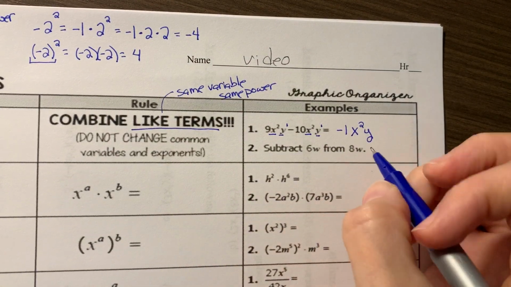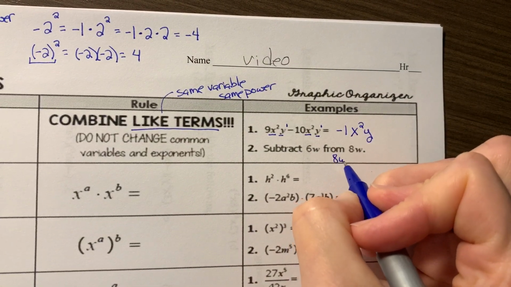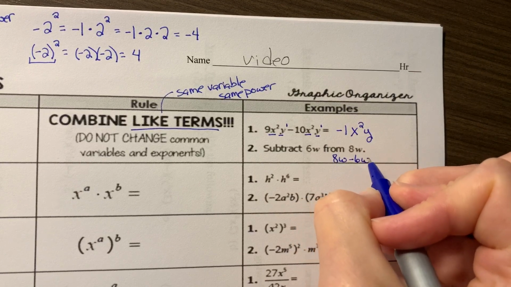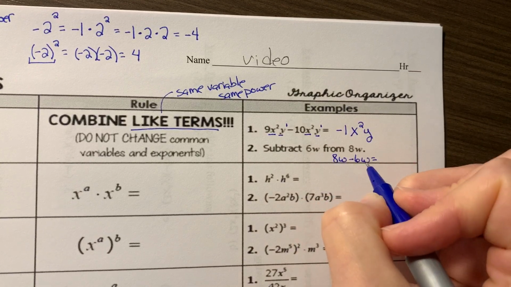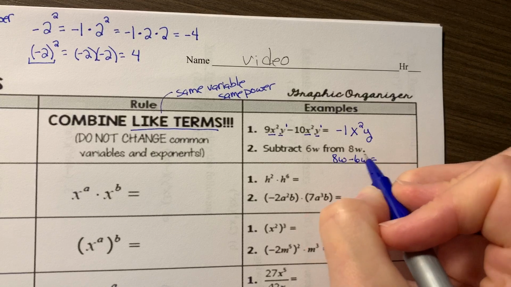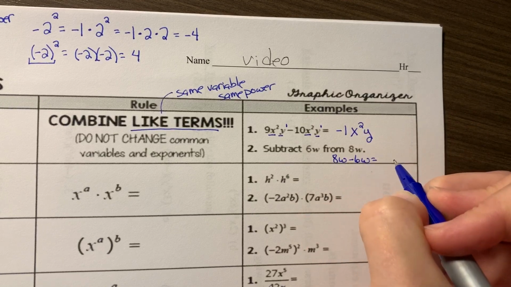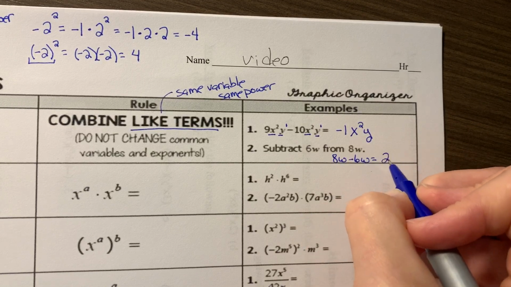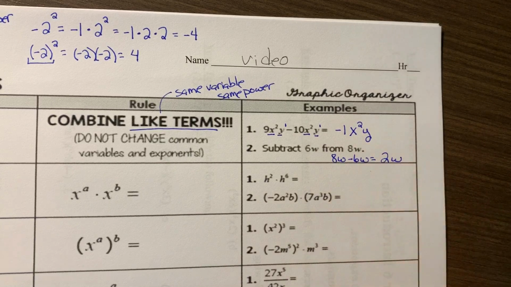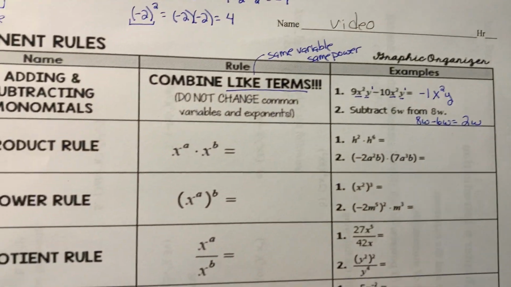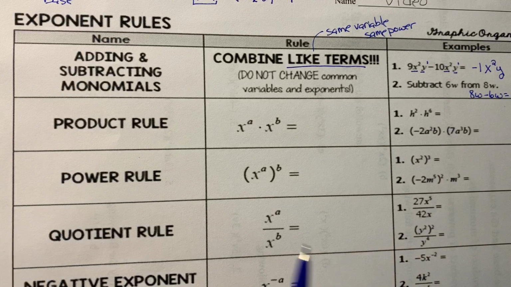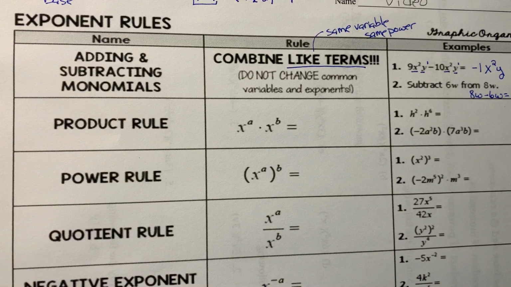Subtract 6w from 8w. Well, if I take 8w minus 6w, same variable raised to the same power, I get 2w. Okay, so that's a little review. Actually, all this is review, but okay, now let's get to our exponent rules here.